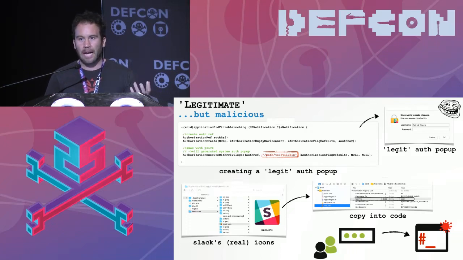Here I just grabbed the actual icons from the legitimate Slack application and copied them into my Xcode project. You then set the icon file key in the app's info.plist file, which will then be displayed in this legitimate, albeit malicious, authentication dialog. So if we execute this, a pop-up will be displayed on screen, and it's legit again in the sense that this is being displayed by the system security agent.